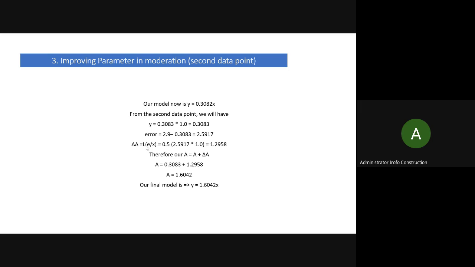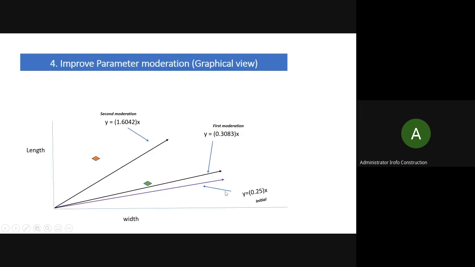So that's the reason why I'm bringing in our learning rate. When you do that again, you can see our A is equal to 1.6042. And our final model will be y equals 1.6042x. And if we draw this on the graph, you can see that this is 1.6042, and this line perfectly divides the two data points.